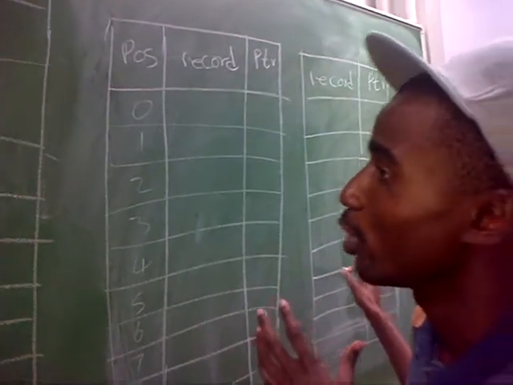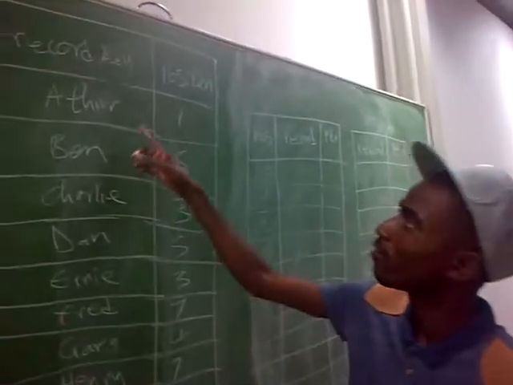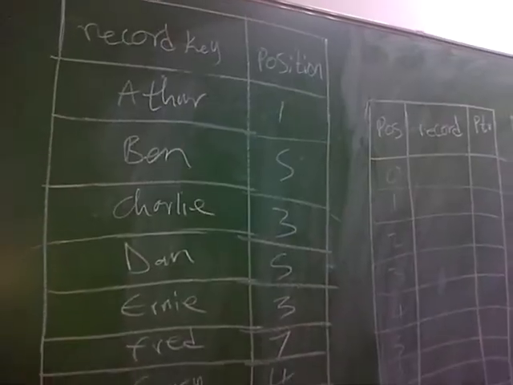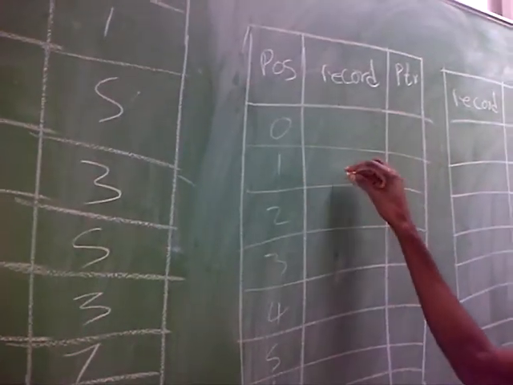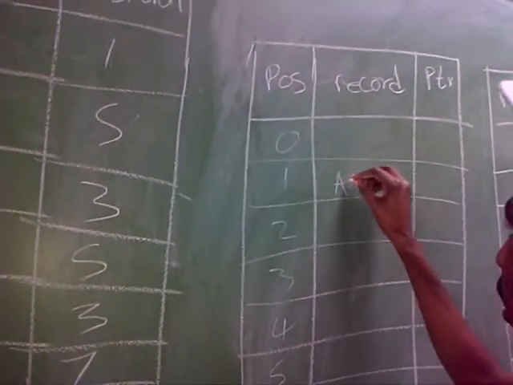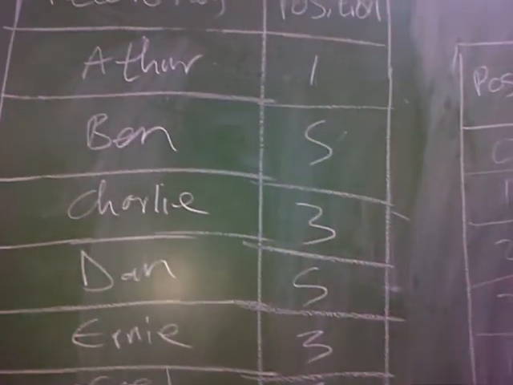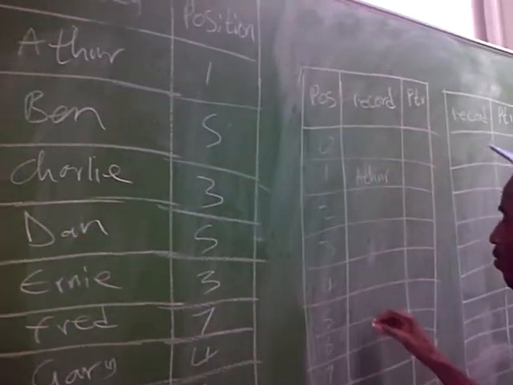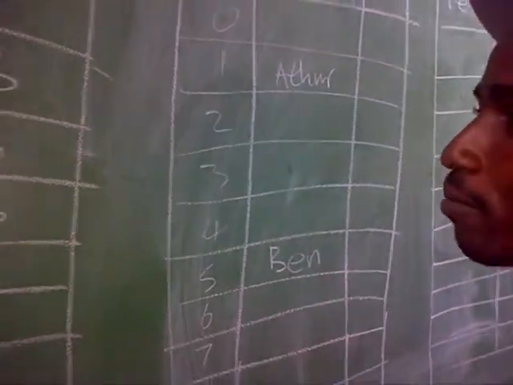Then we have our two tables this side. I'll show you how it works. Firstly, let's check our hash table. We have Arthur, which is on record position 1. Then we put our Arthur here, on record position 1. Let's go. We have Ben. Ben is on 5. This is Ben on record 5.